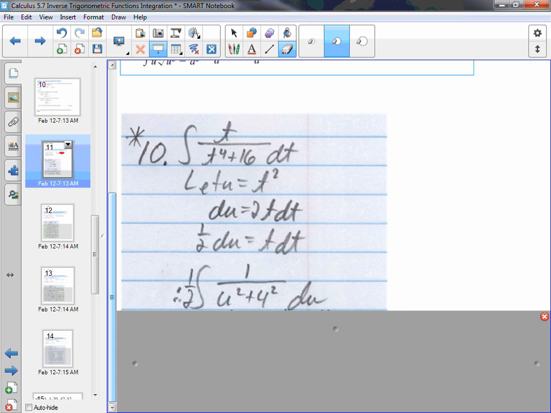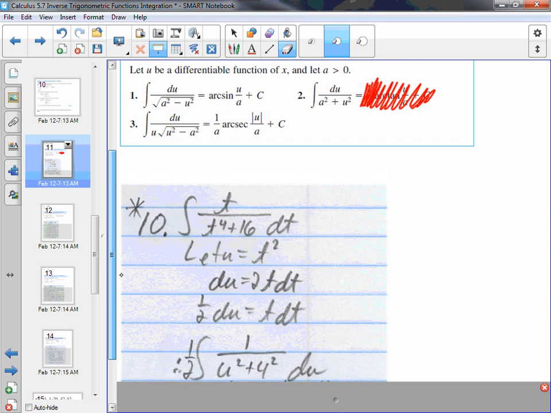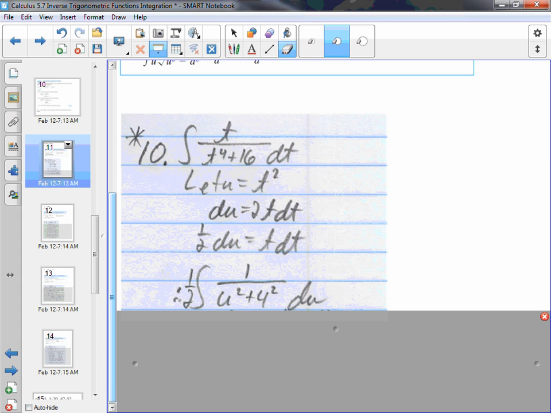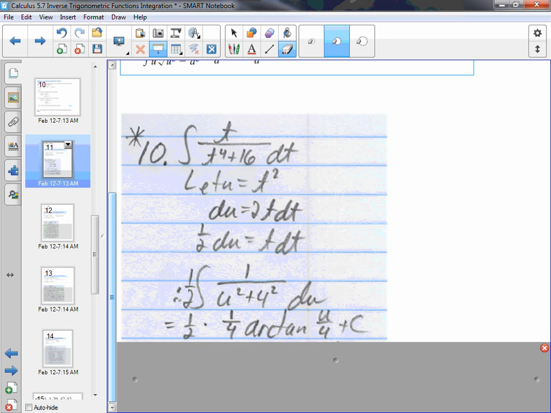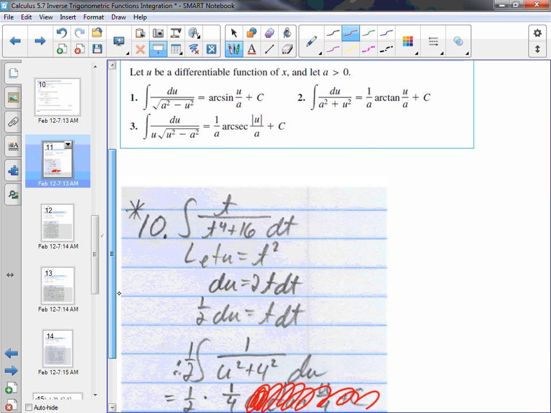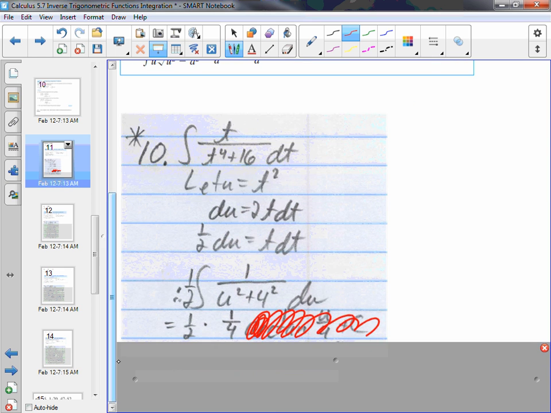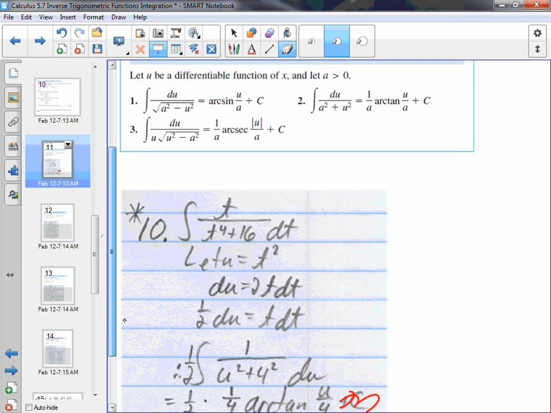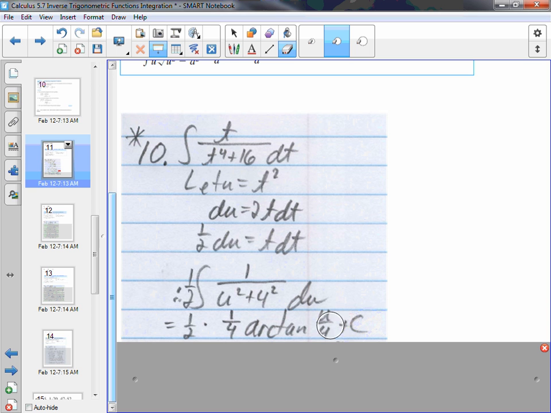You with me? All right, everybody had time to write it down? All right, use your formula. Okay? The integral will be 1 over a. What's a? So, don't forget the 1/2 in front. And then 1 over 4 times the arctangent of u over a. So, times the arctangent of u over 4 plus c.